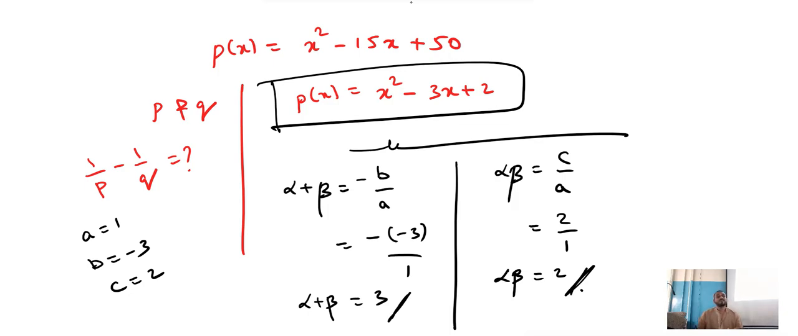But we have made a small mistake in this. Do you know what? I'll tell you. They are saying P and Q are the zeros. Then why did you take alpha and beta here?